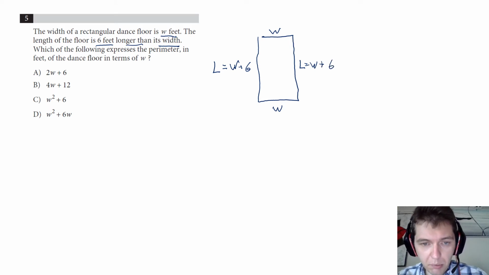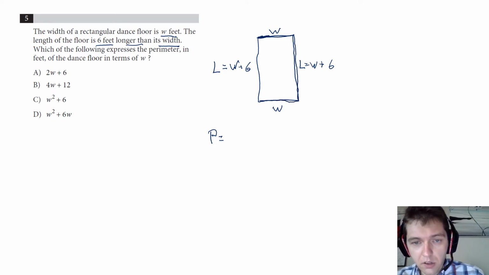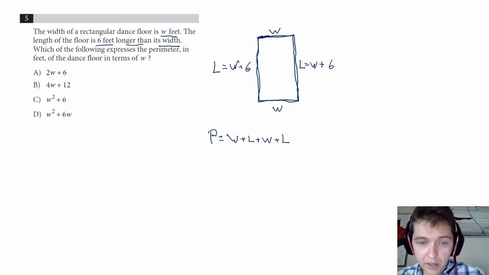Okay, so now we're looking for the perimeter. The perimeter of any shape is the length you'd walk if you walk the entire outside of that shape. So you have one width plus one length plus another width plus another length. So that looks like W plus L plus W plus L. That simplifies, so the perimeter is equal to 2W plus 2L.